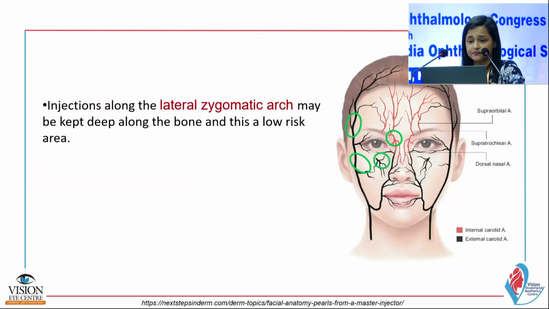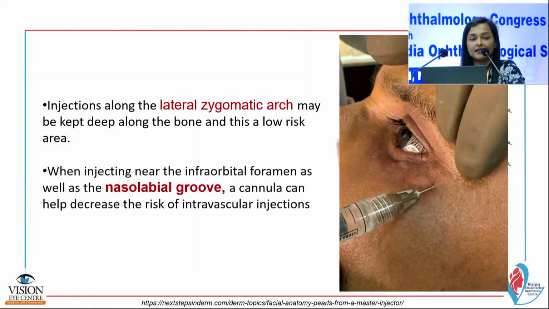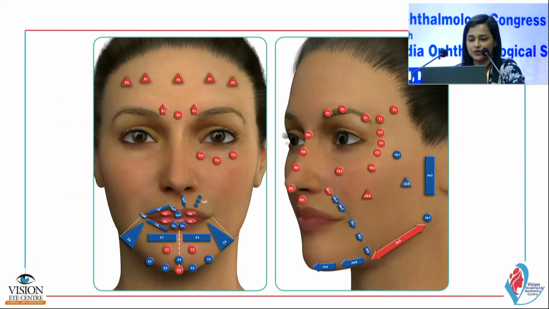with a needle. Now again, along the lateral zygomatic arch, you need to keep it along the bone, but this is a low risk area, so you don't have to be too worried about this. You can inject deep in this area as well. And the other danger area is the nasolabial groove. Again, you can use a cannula in this area because a cannula is blunt and would prevent an intravascular injection.